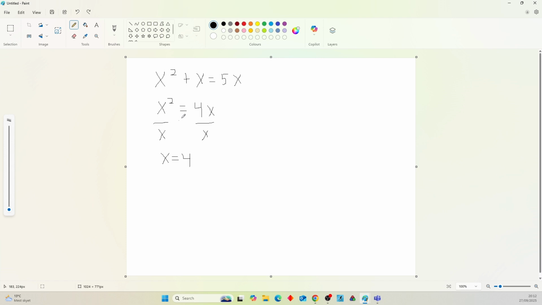So what I did, I put the x squared on one side and the x's on the other side of the equation sign, having x squared equals 4x because 5 minus 1 equals 4. Then moving over this x to the right hand side. And what I simply did was dividing the left and the right hand side by x. And then you got x equals 4. And that is the incorrect way to do this.